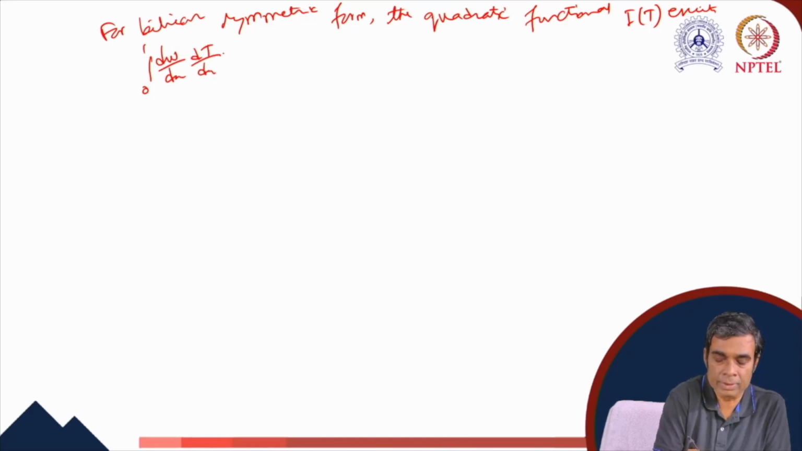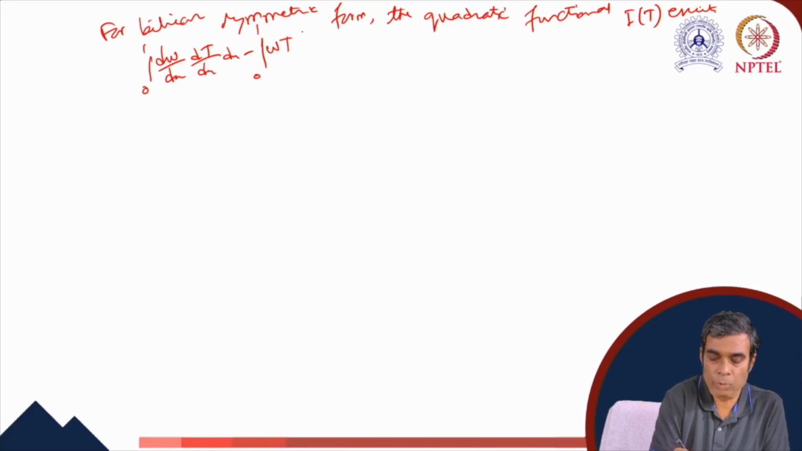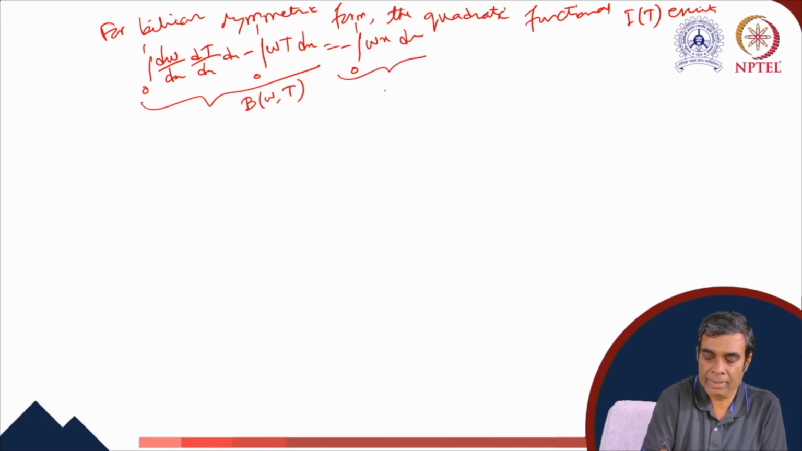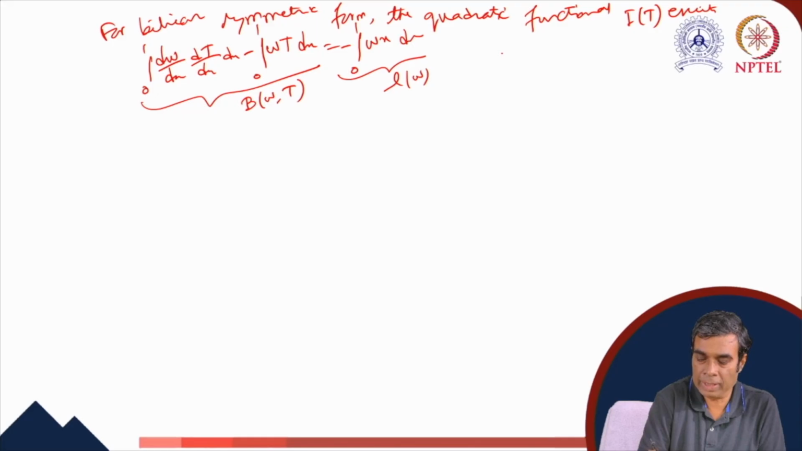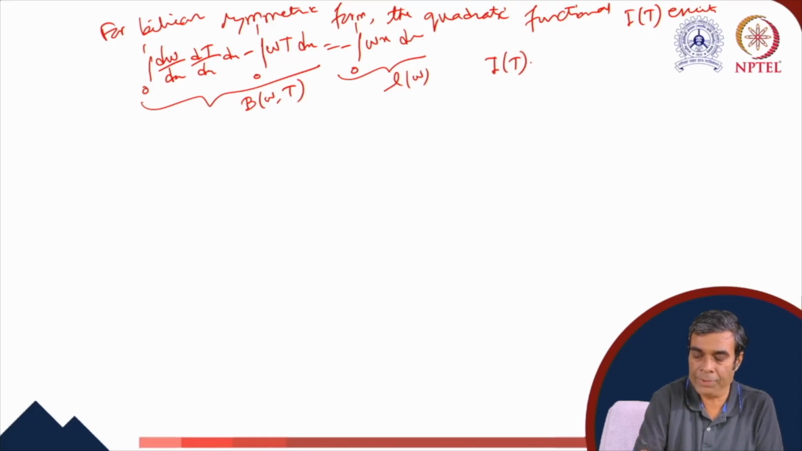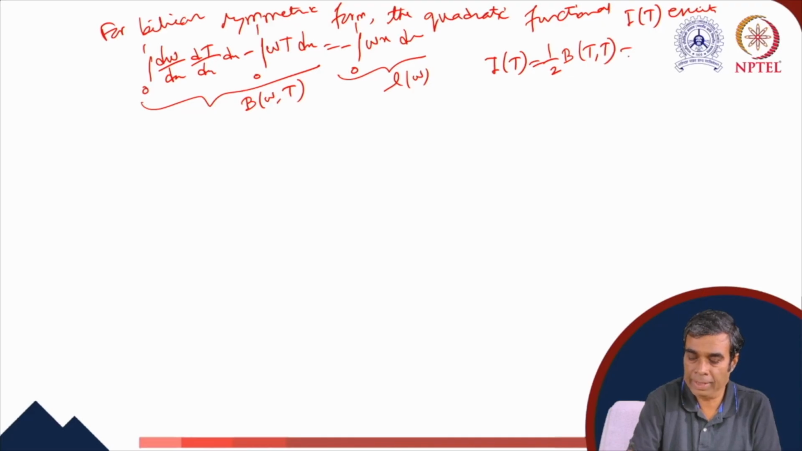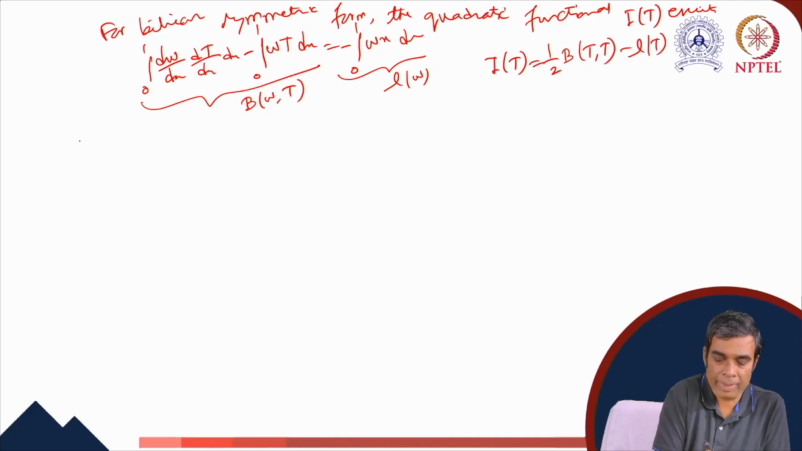Now I just rewrite our form as integration 0 to 1 dw/dx dT/dx minus integration 0 to 1 wT dx equals minus integration 0 to 1 wx dx. Now this is our B(w, T), and this is our L(w). So we know that the quadratic functional equals half of B(T, T) minus L(T).